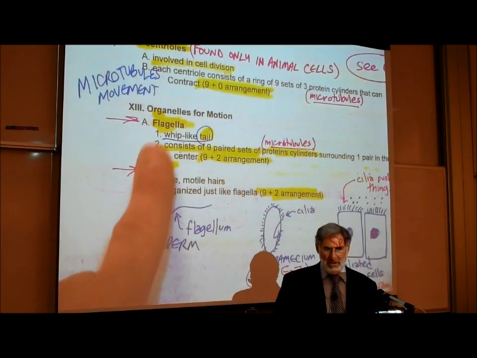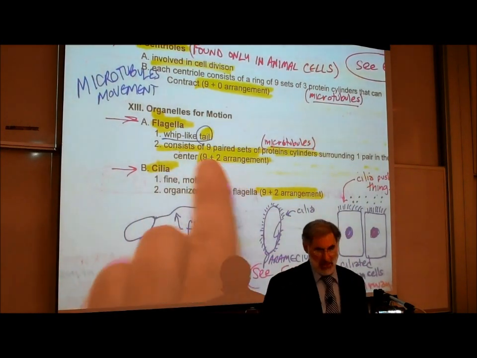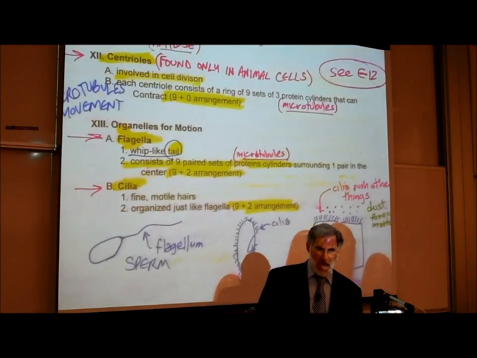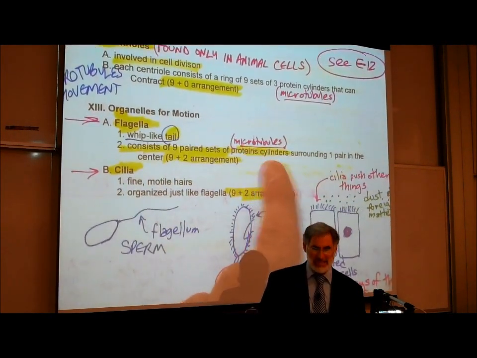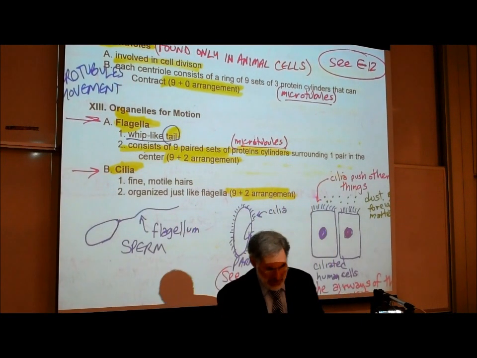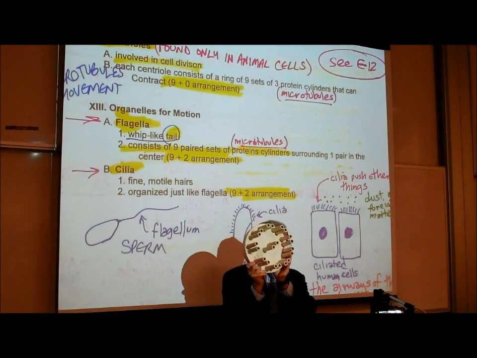All right? Then, a flagella or cilia. So are you going to clarify that? Yes, I am. The flagellum is a whip-like tail that is made up of 9 paired sets of protein cylinders or microtubules, plus 1 pair in the center. You say, I don't get that. We're going to see a picture of this in a moment. It looks like this.